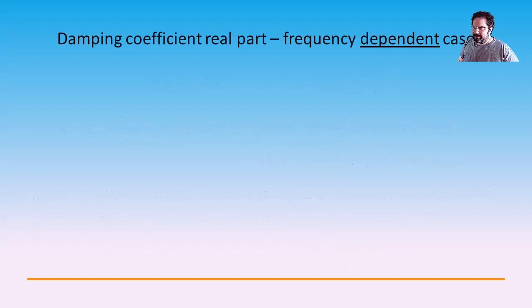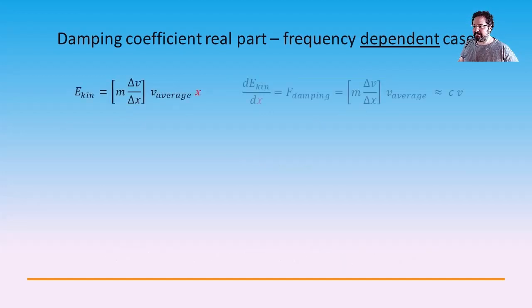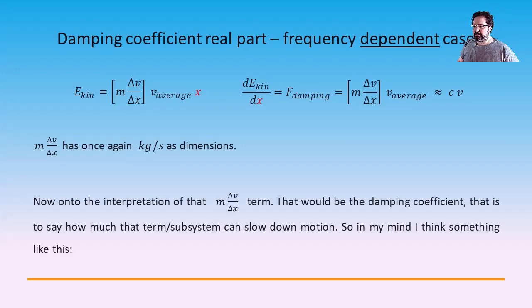But somehow this is a trickery somehow. Okay, the terms in the square brackets are once again kilogram over seconds as dimension. Now onto the interpretation of this term, that would be the damping coefficient, that is to say how much the term or subsystem, damping subsystem, can slow down motion of the system, the poor oscillator.